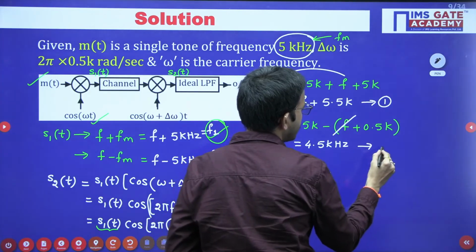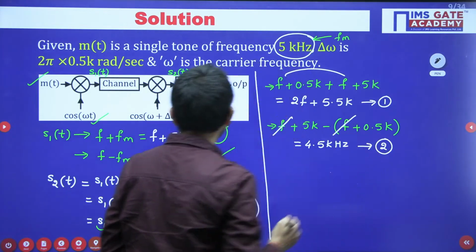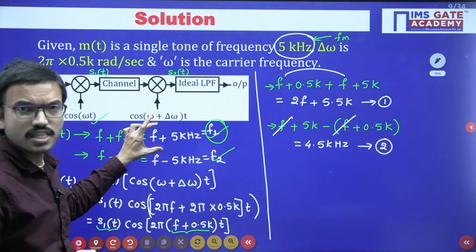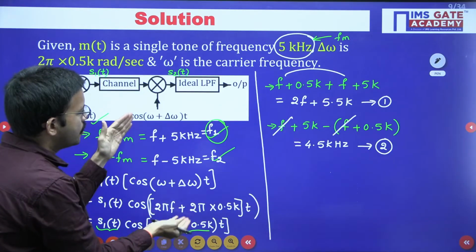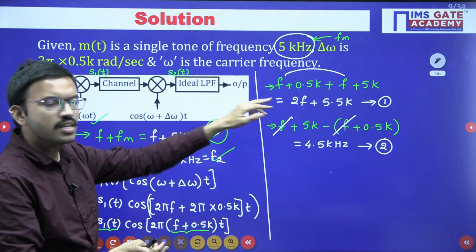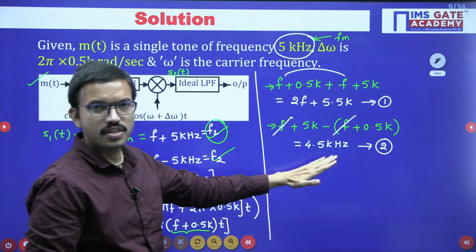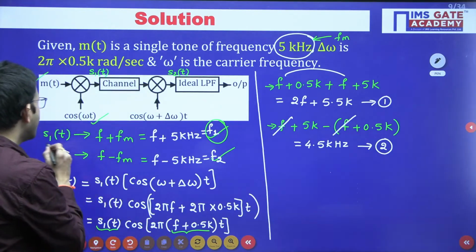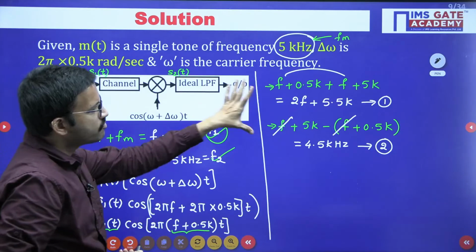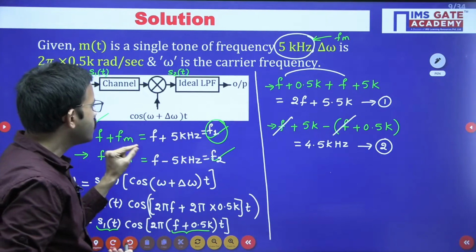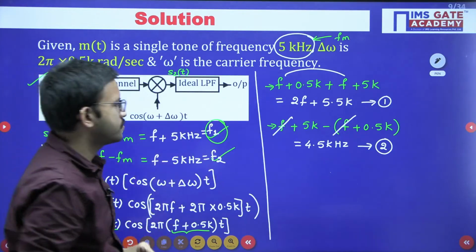Okay, so this is the second frequency. See, when you are having only this frequency, and regarding the carrier frequency you are having f plus 0.5k, you get the addition of two frequencies and the subtraction of two frequencies. But in this particular example, regarding S1 of t, we are having two frequencies. With respect to f1, we have written like this, right? Now with respect to f2, similarly you have to follow.